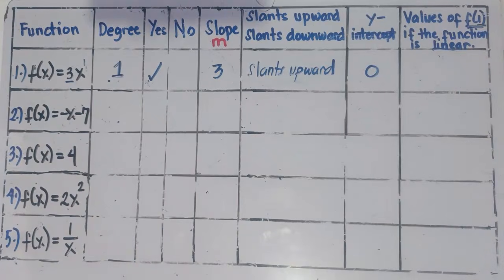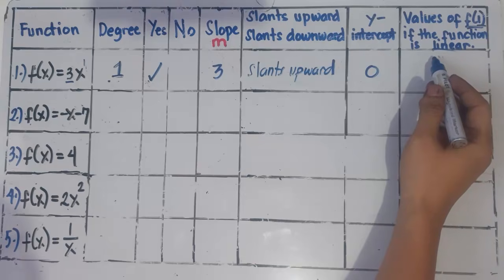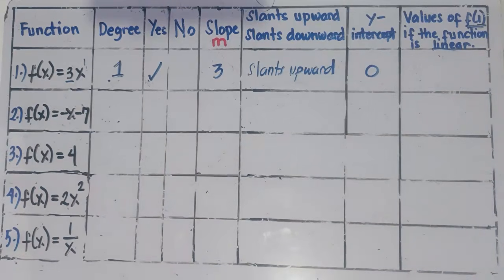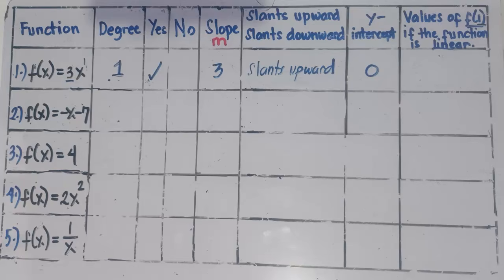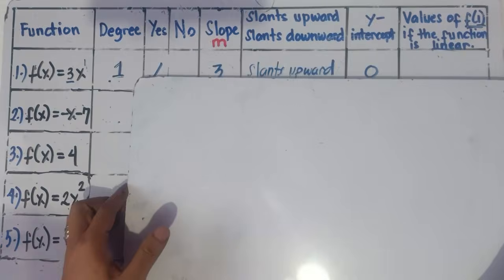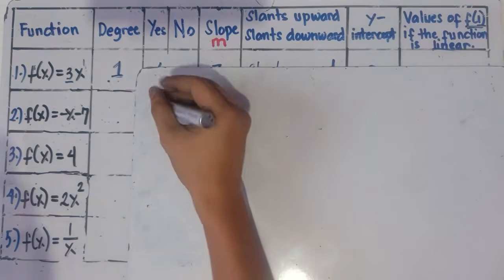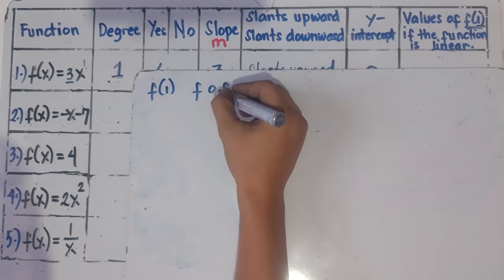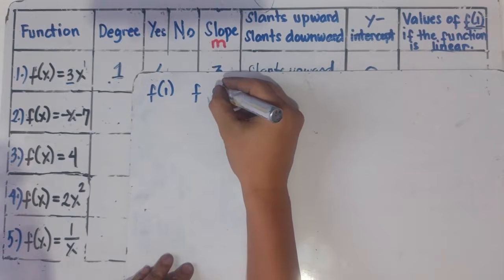And then the value of f of 1 if the function is linear. So once again, this is a linear function. Therefore, we need to get the value of f of 1. Alright, let's do that. Let's get the value of f of 1. Alright, so once again, class, we read this one as f of 1.